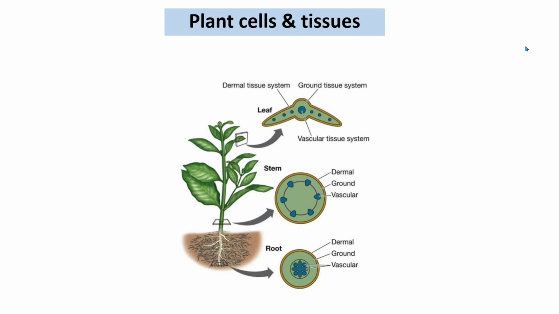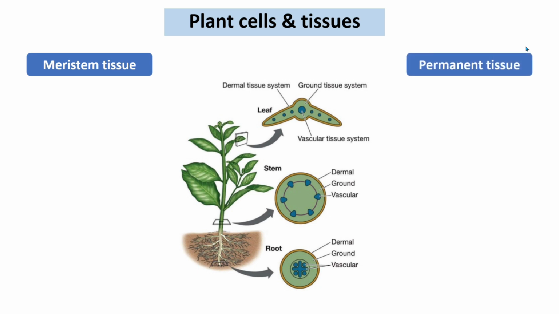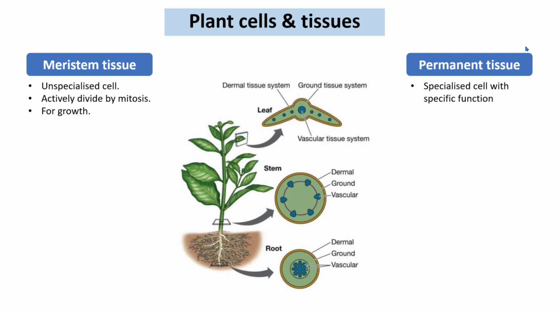Hello again. In this video you will learn about plant cells and tissues. Plant tissue can be divided into two types, which are meristem tissue and permanent tissue. Meristem tissues are unspecialized cells that actively divide by mitosis and are responsible for growth of the plant. Meanwhile, permanent tissues are specialized cells with specific functions, where the tissue has completed its growth.